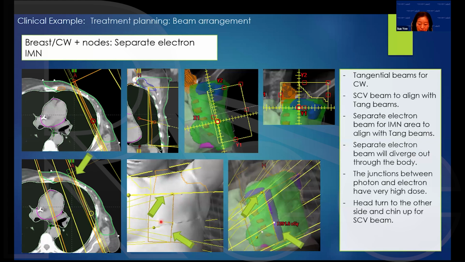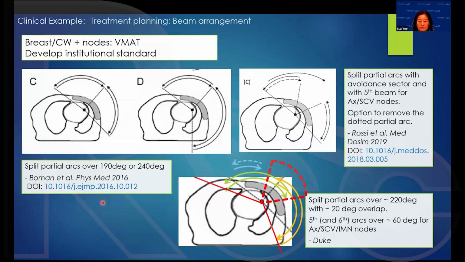Electron beam, ISO is here, so it actually diverges. So it diverges out to superior portion and lateral portion, and because of electron beam isodose distribution, it bulges out. We end up actually having really high dose, about almost 120%, but that's typical for electron IMN. And we still do this old technique, and the physicians are okay about this being super high. But this is a way we can actually have good irradiation for the IMN and still spare the heart.